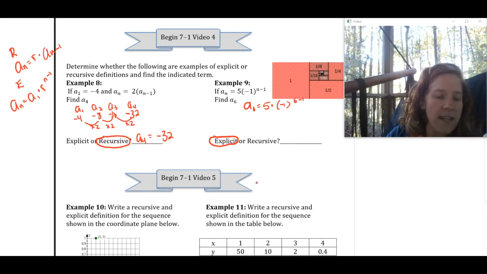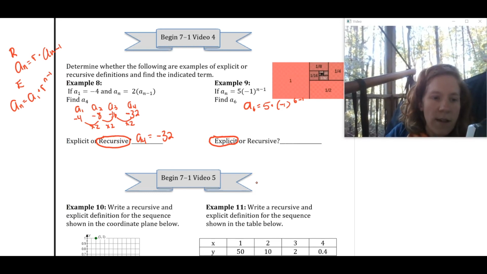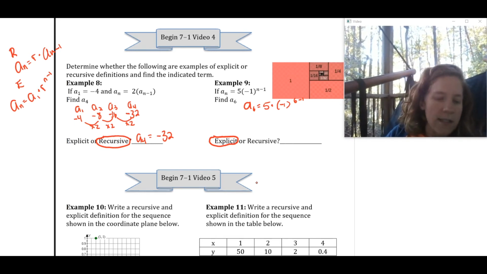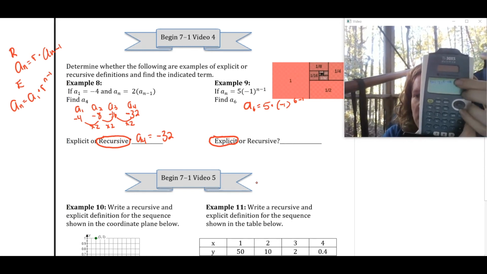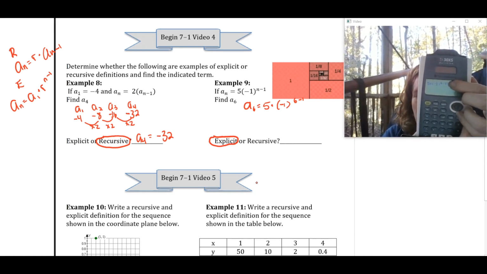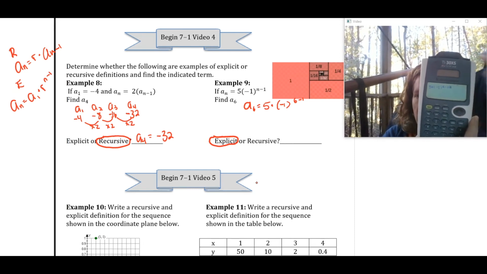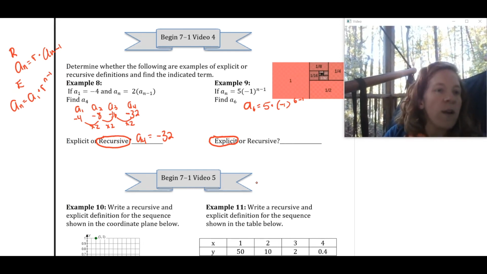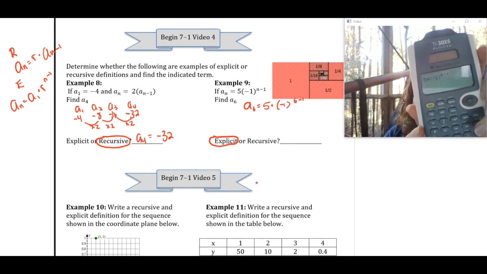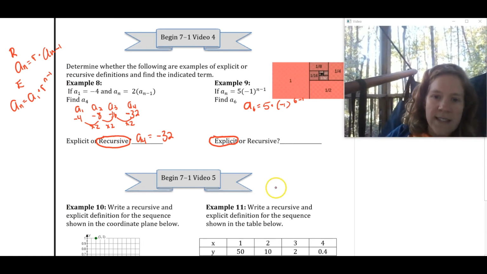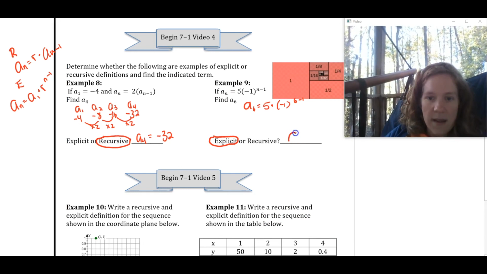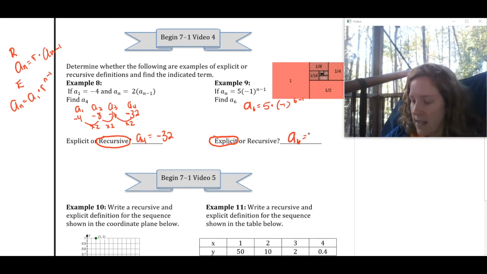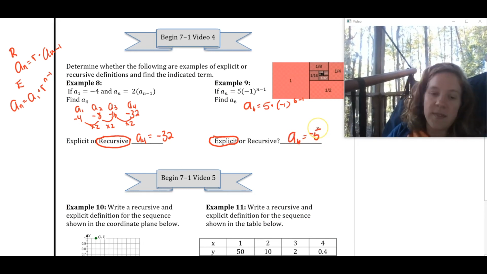It's going to be 5 times negative 1 raised to the 6 minus 1. Make sure it looks like that. Make sure the minus 1 is up in the exponent. You don't want to subtract 1 from the whole thing. You want that to be a part of the exponent. And when I hit enter, I get negative 5. So my sixth term in this sequence, woo, it's getting cold out here, y'all, my sixth term in the sequence is negative 5.